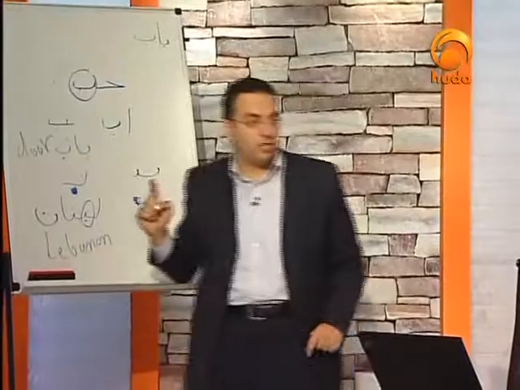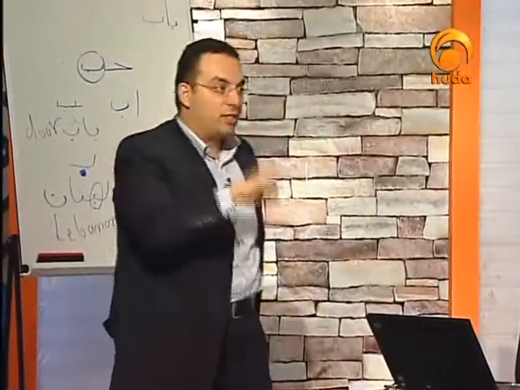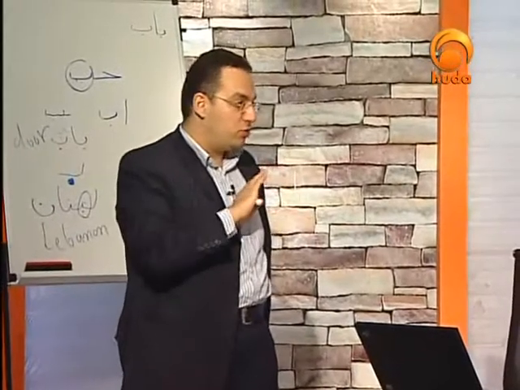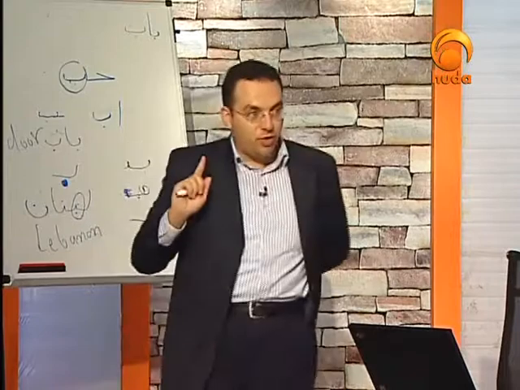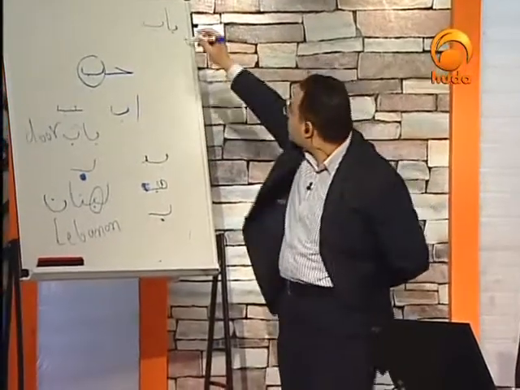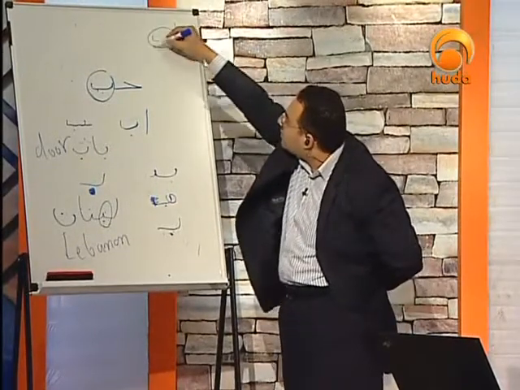I think that this is a very interesting example. Do you know why? Because we have two forms of ba. The first one, which is connected, coming in the initial position, and the second one, which is disconnected, which is coming in the final position. In the initial position, it's coming connected. But in the final one, it's coming disconnected.